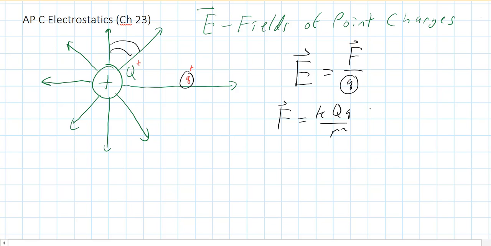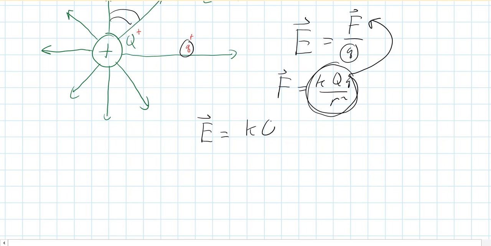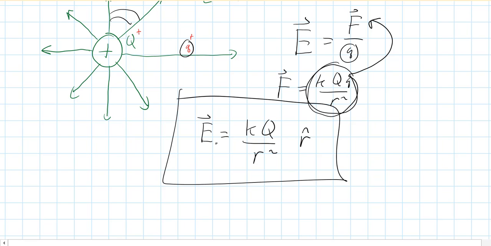Now remember, K is about equal to 9 times 10 to the ninth. I'm not going to continually rewrite that. It's pretty easy to remember: 9, 9. So all I'm going to do is take this and shove it up there. So we get electric field equals, if you take this equation and put it up there, the little q's cancel. And you get the following: K big Q over R squared, in the R hat direction. So that is the electric field created by a point charge.